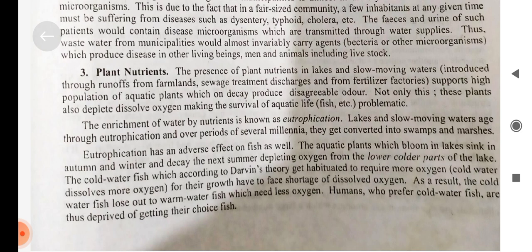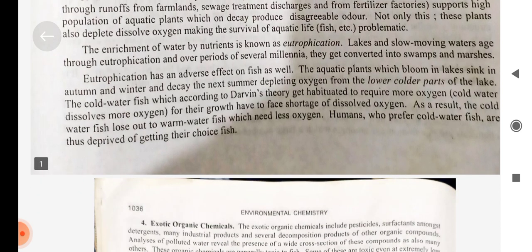The cold water fish, which according to Darwin's theory get habituated to requiring more oxygen, since cold water dissolves more oxygen, have to face a shortage of dissolved oxygen for their growth. As a result, the cold water fish lose out to warm water fish, which need less oxygen. Humans who prefer cold water fish are thus deprived of getting their choice fish.